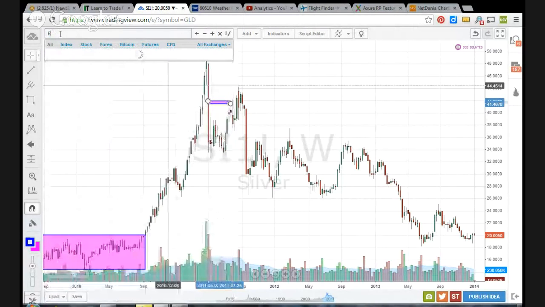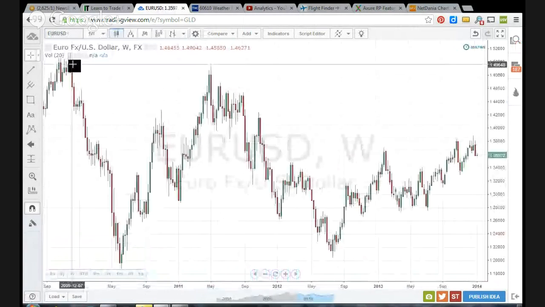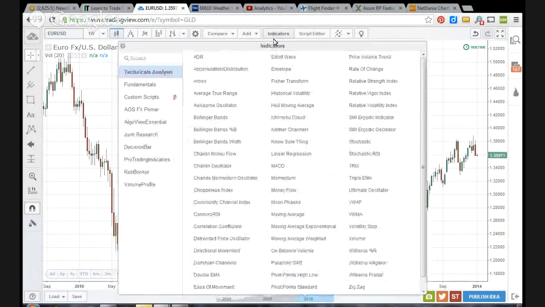Let's start with Euro US dollar, which I have a position on now. As I mentioned, when I'm doing the chart review, I like to start with positions that I currently have on. I'll put on the 50 simple moving average and the 200 exponential moving average, which I always like to do.